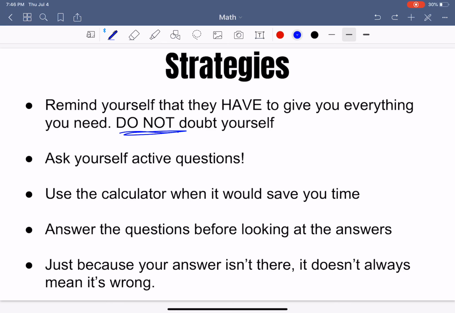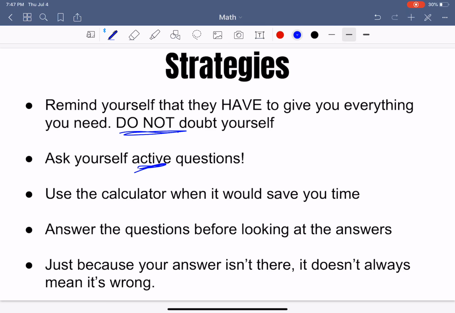That leads me into ask yourself active questions. That means you don't stare at a question and think, what do I do? Because nobody's going to answer you. Nobody's going to answer you, what are you going to do? So you need to ask yourself active questions, such as, okay, they gave me the area of the square. What does that mean? How can I use the area?